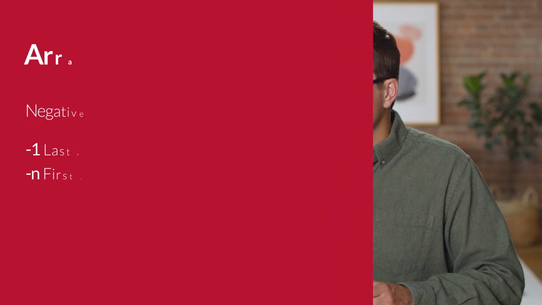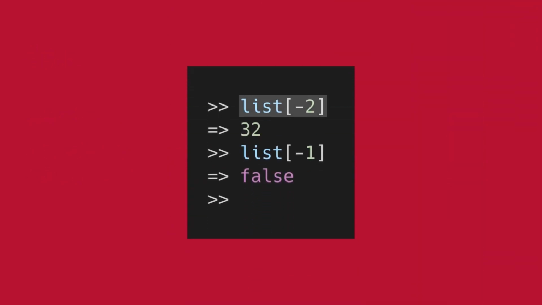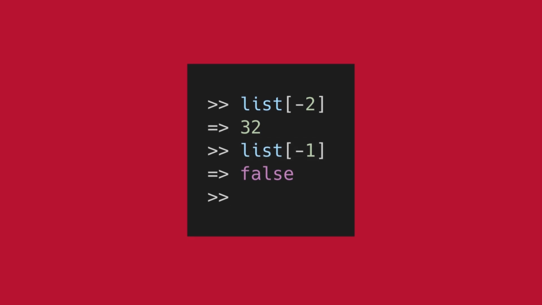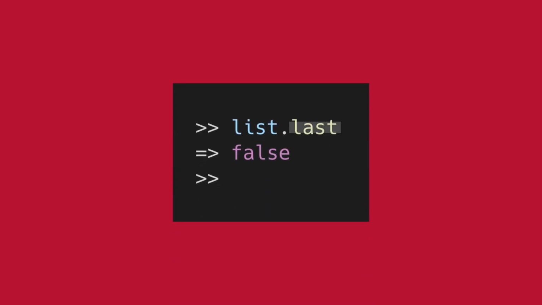Ruby also supports negative indices for array access. Negative indices access the element in reverse, where -1 refers to the last element, and -n, n being the length of the array, refers to the first element. So if we do list[-2], that would be the second item from the last item in reverse order. -1 is the last item. Now Ruby also has a special last method that will return the last item in an array.